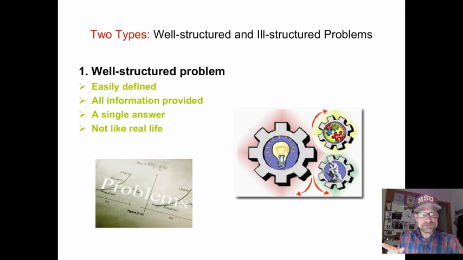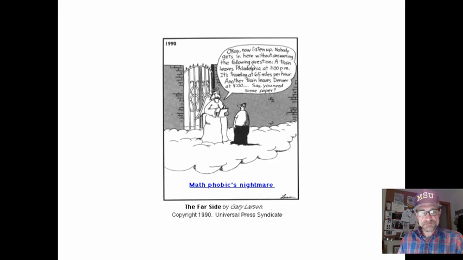Two types of problems: well-structured and ill-structured problems. Well-structured problems are easily defined. All the information you need to solve it is provided. It has a single answer, but it's not like real life, and there's not a lot of motivation to solve it. This is the eastbound train meets the westbound train type of problem that you grew up with.